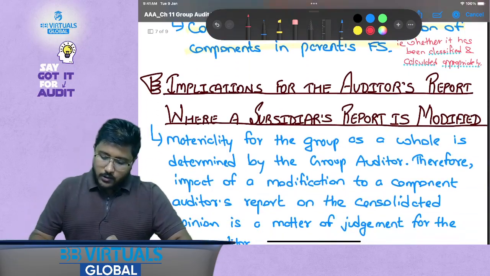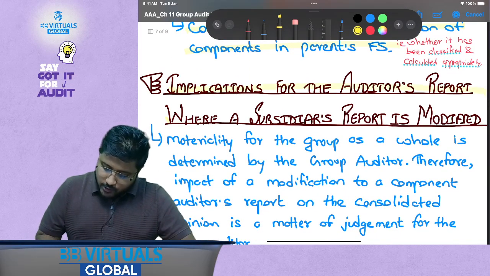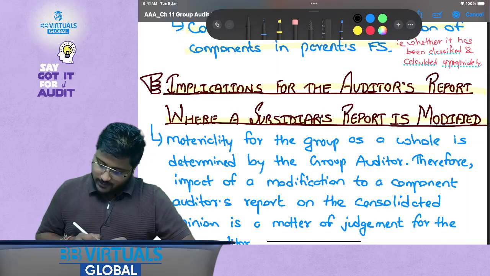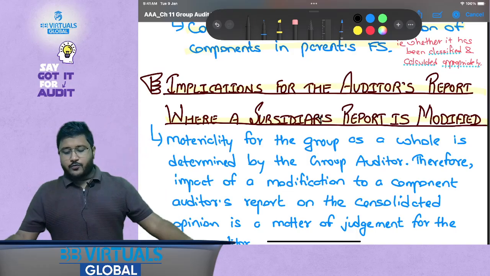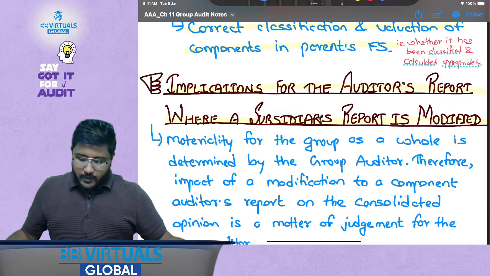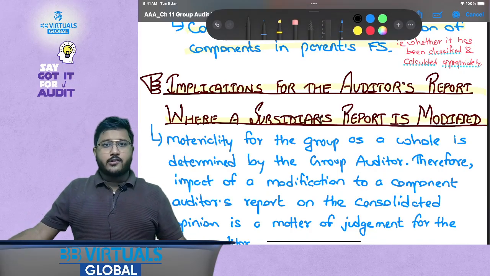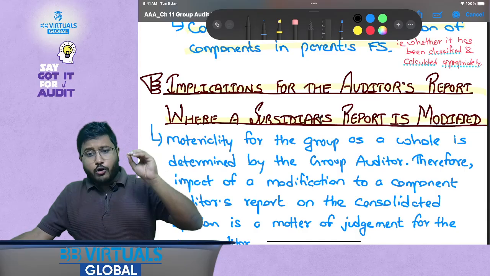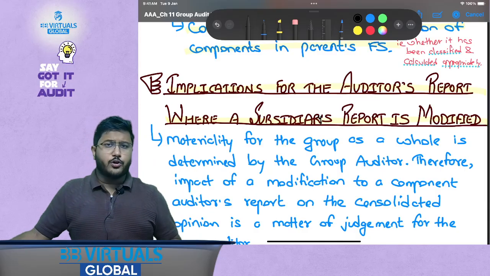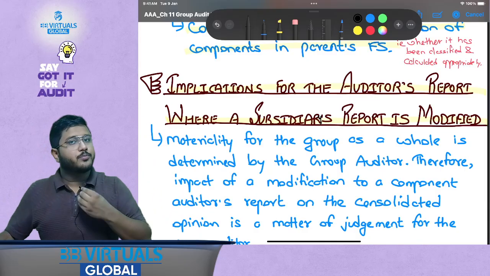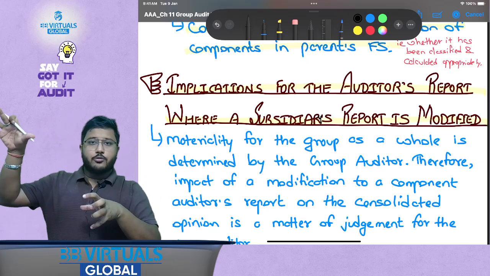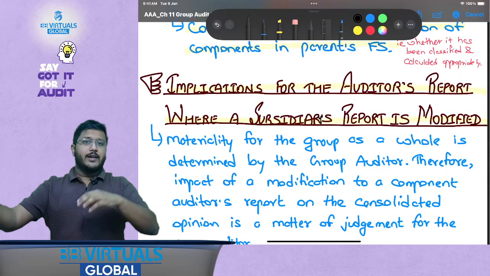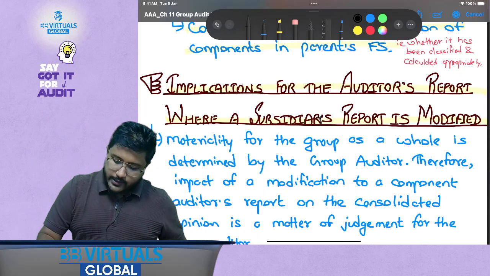Now implications for the auditor's report where a subsidiary's report is modified. The spelling is wrong over here, it's subsidiaries, okay, Y is missing. That is, a component report is modified. So what would be the implication for the auditor's report? We have already discussed it, that it depends on the professional judgment of the group auditor, that how this particular qualification, how this particular issue would be dealt in the group financial statements. Okay, so let's read it.